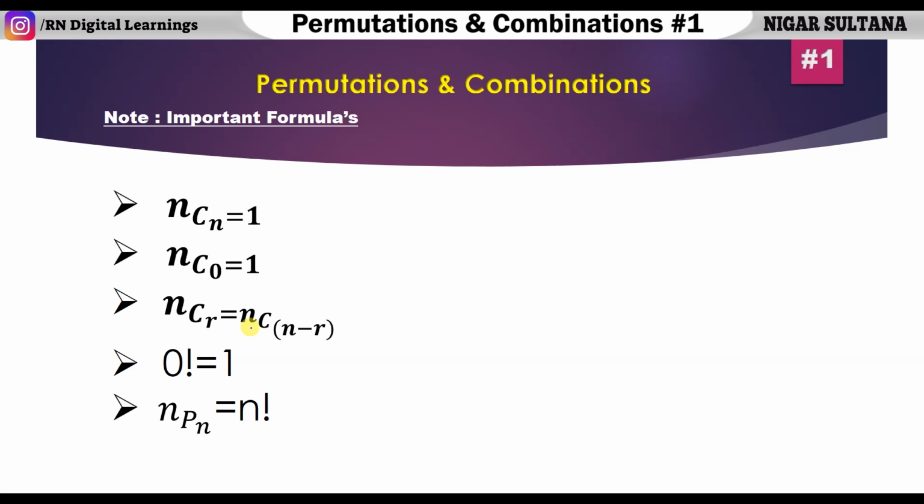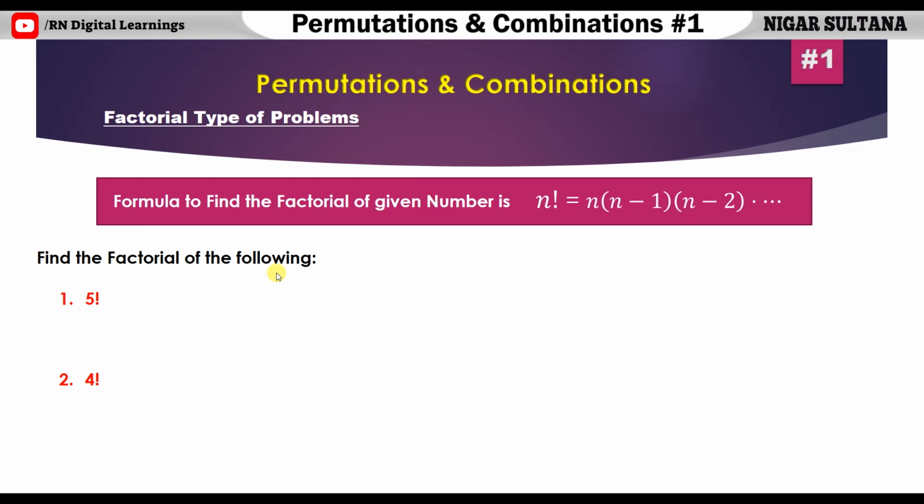Before we solve the problems, these are the important points you must remember. nCn is equal to 1. The value of nCn is 1. nC0 is 1. Then nCr value is nC(n minus r). Then 0 factorial is always 1. nPn is always n factorial. So remember these. All these points will be helpful in the problems.